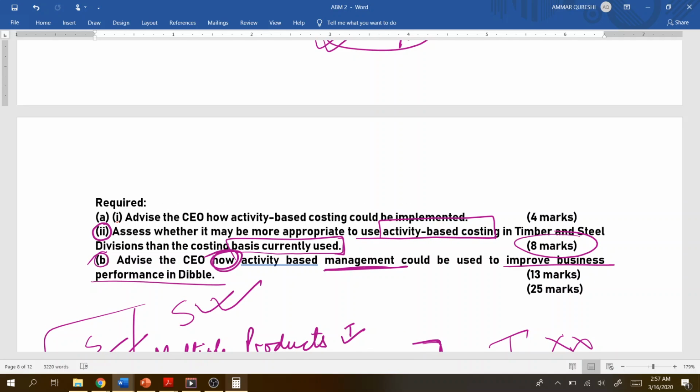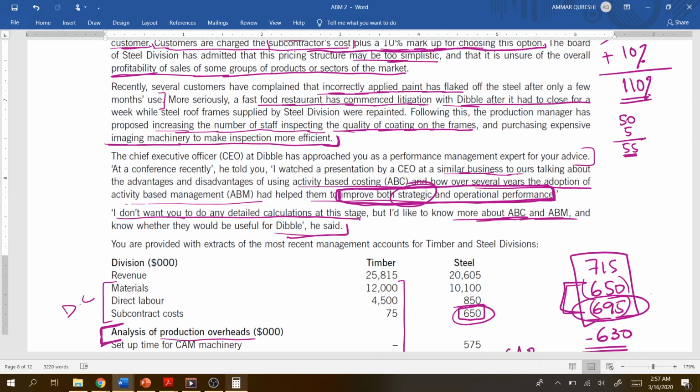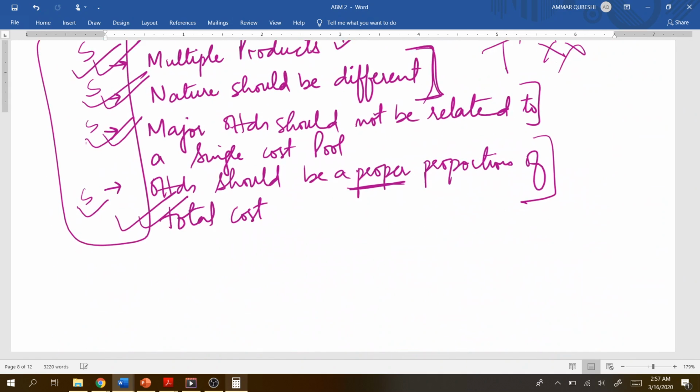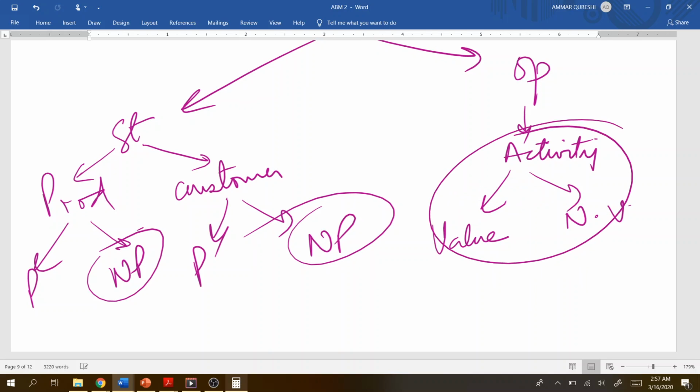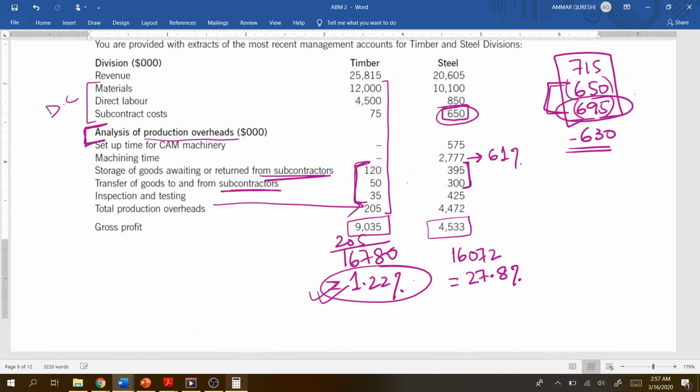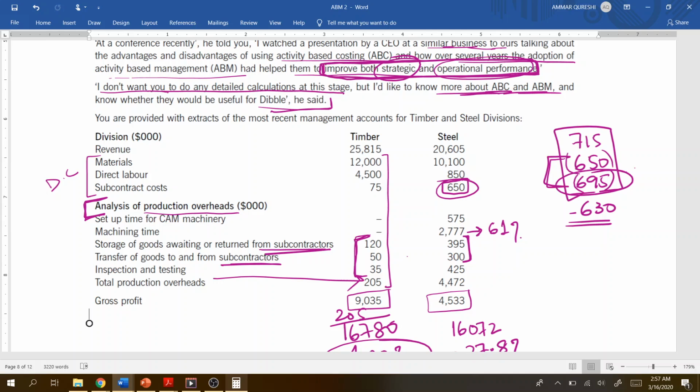What is the second part? The second part is we need to identify operational performance. Operational performance is actually connected with value added and non value added activity. So we have to identify which activity is value added and which activity is non value added, right? You may pause this video and try to think out of these five cost pools, which activity is a value added activity and which is not.